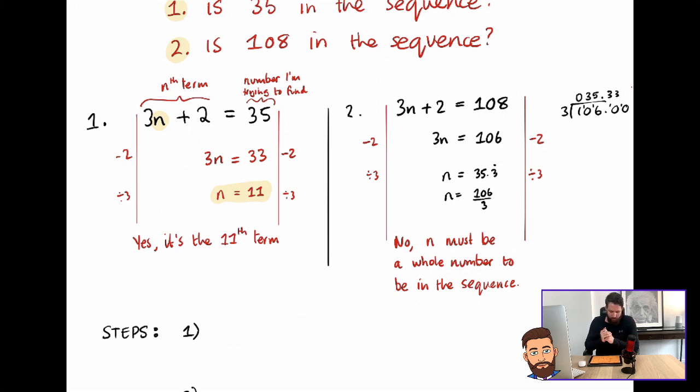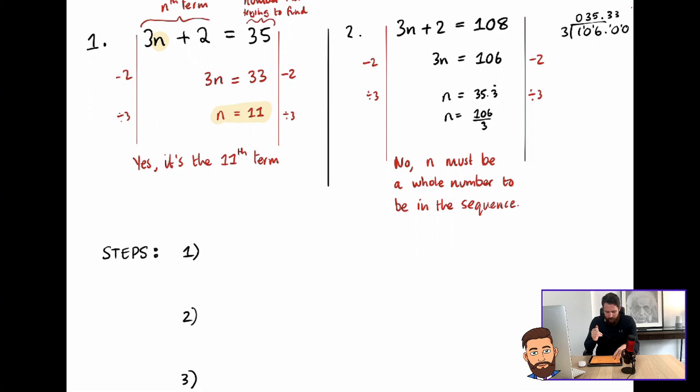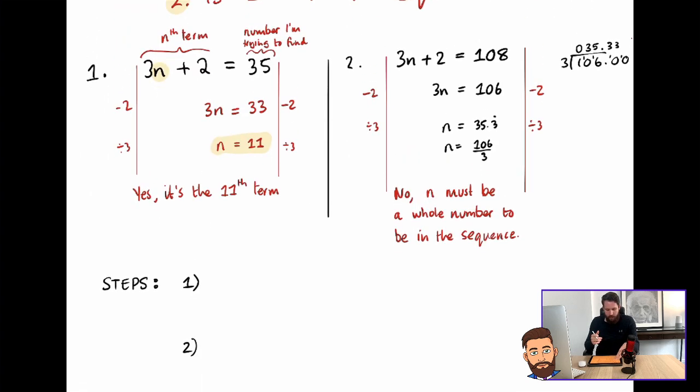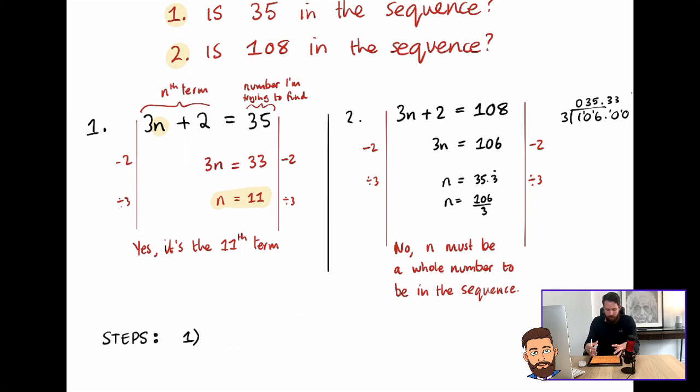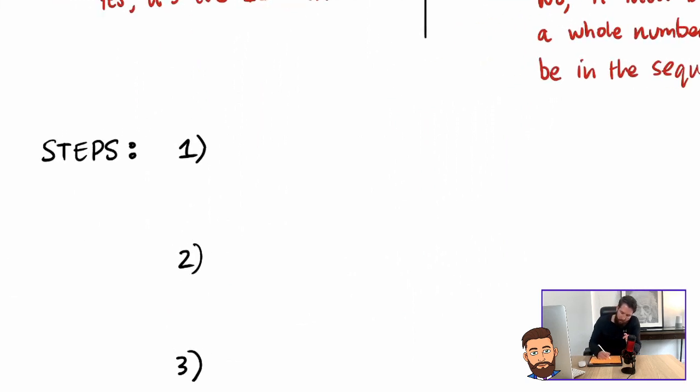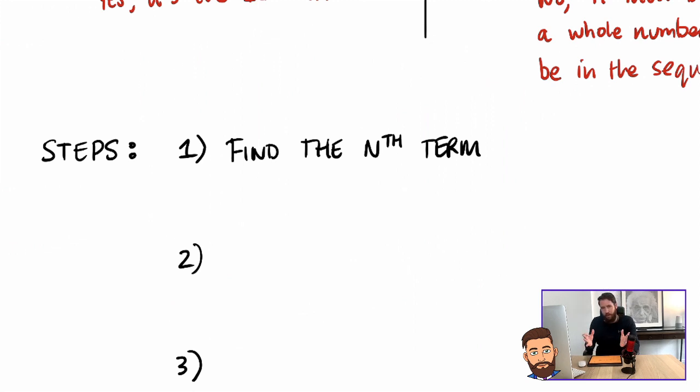So here we have proved 2 different numbers to either be in the sequence or not in the sequence. So if we break this down into steps, because it's always good to have some steps to follow. What were our steps here? If we reflect back on what we've just done, the first step was to find the nth term. So that's step 1: find the nth term. If you have a sequence and you haven't been given the nth term, you have to find it yourself.